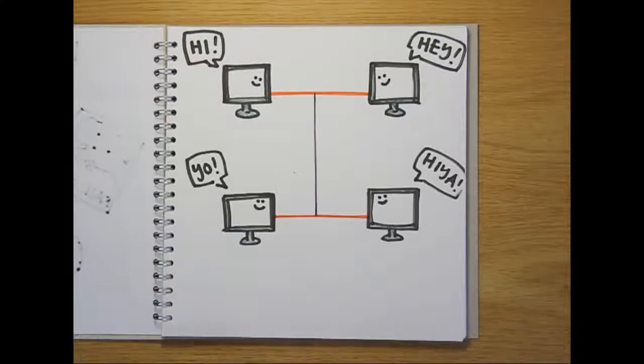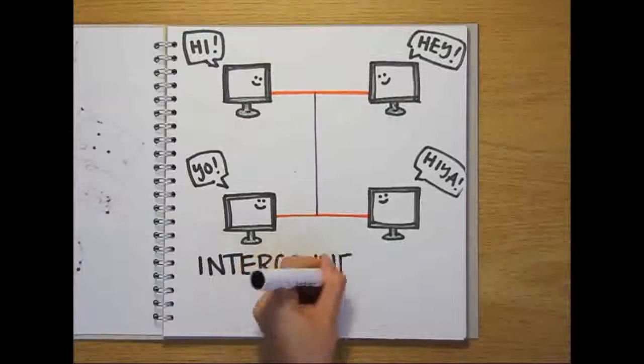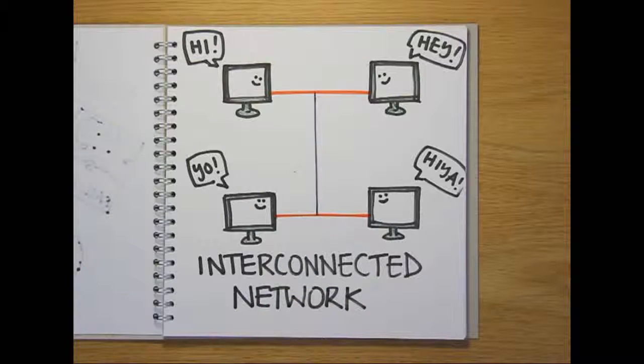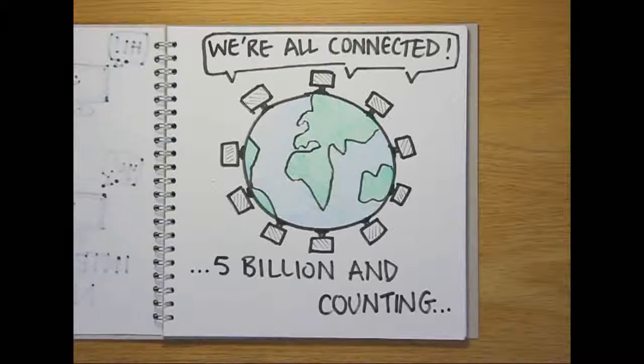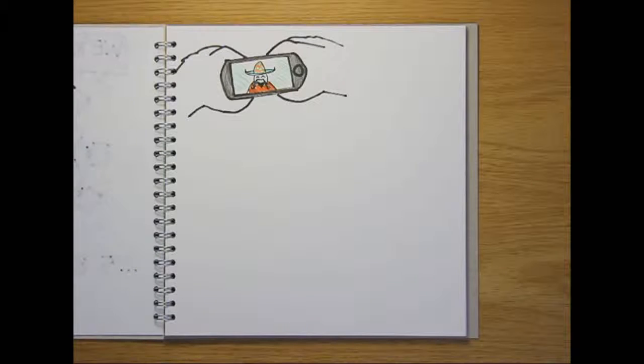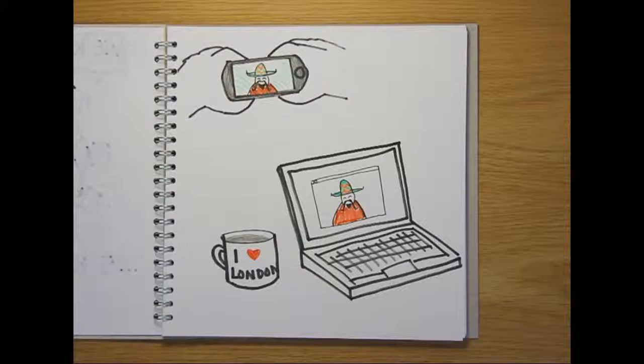And by just doubling this setup, by having two pairs of computers connected, you've created an interconnected network, which is a very small version of the internet. In reality, though, the internet is made up of billions of computers and devices all over the world that are all interconnected, which means that a photo taken on an iPhone in Mexico can be on a laptop in London just a second or so later.